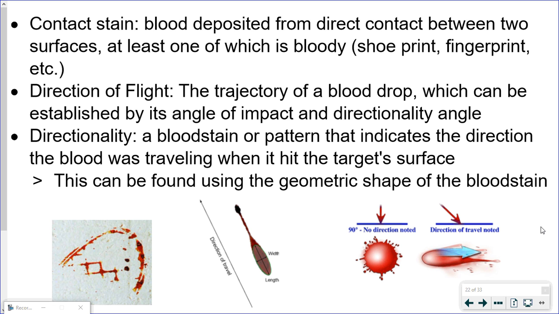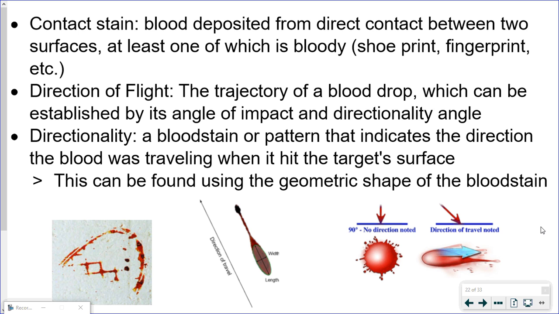We have contact stains, which are blood deposited from direct contact between two surfaces, one of which is bloody. So someone steps in blood, and as they walk, they're transferring and leaving behind that bloody footprint the entire way. We look at direction of flight or direction of travel. This is the trajectory of the blood drop which can be established by looking at its angle of impact and its directionality angle.